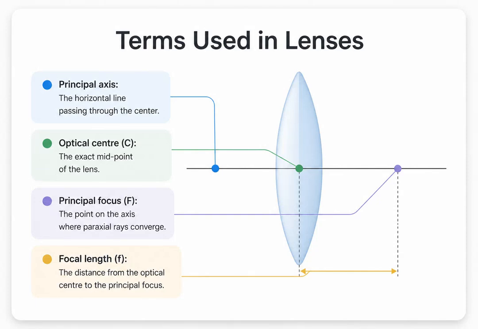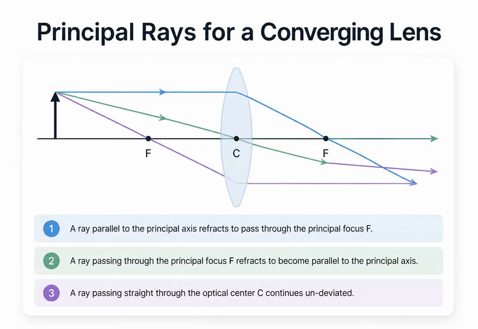To draw accurate ray diagrams, we need to define some terminology. The principal axis is the imaginary line passing straight through the centers of curvature of the lens. The optical center, C, is the exact middle of the lens. Light passing through here does not deviate. The principal focus, F, is where parallel rays converge, and the distance from the optical center to this focus is called the focal length.